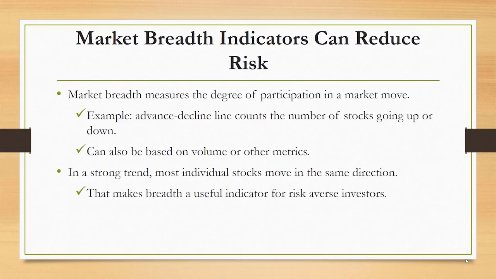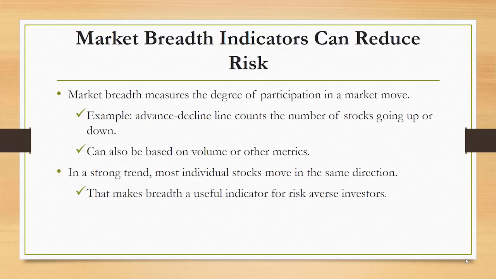Market breadth indicators, which can be very useful in reducing risk, measure the degree of participation in a market move. So, for example, the advance-decline line is a fairly popular breadth indicator. What that does is, every day it counts the number of stocks that go up and down, and then each day's total is added to the previous day.